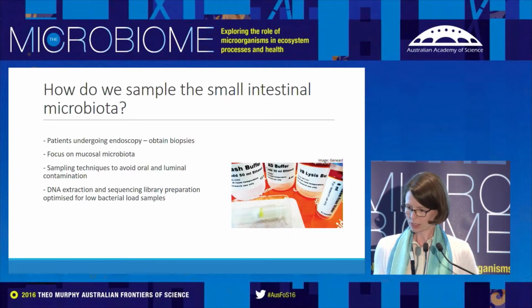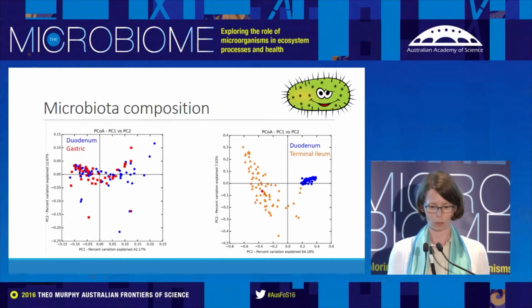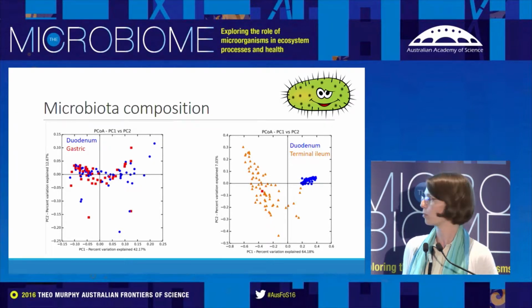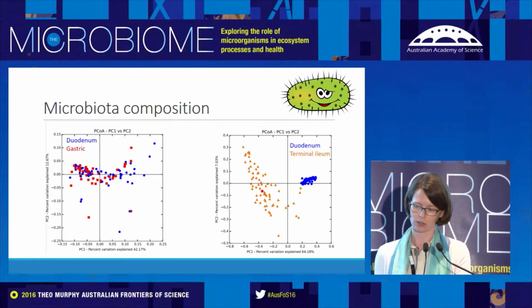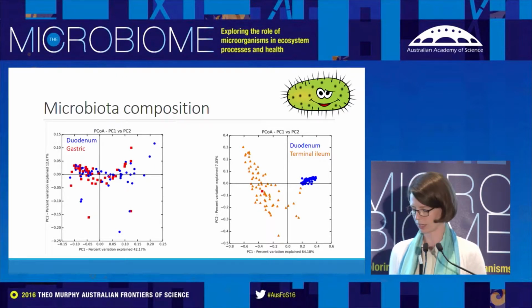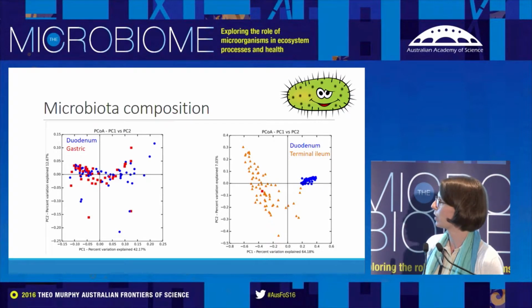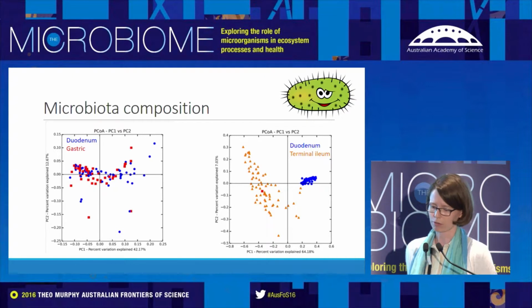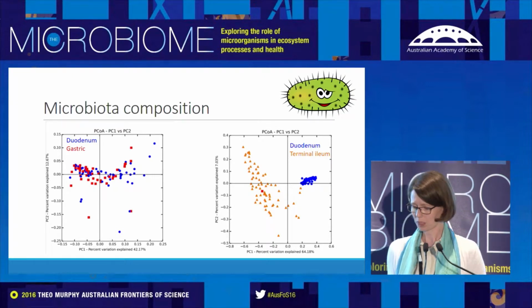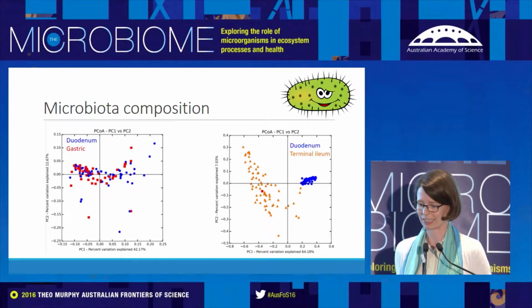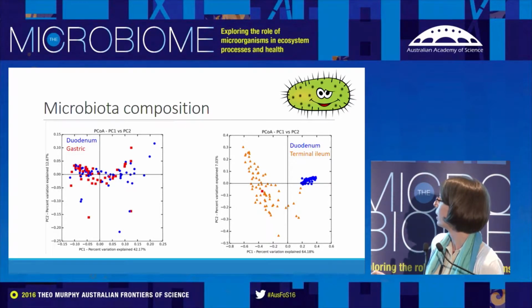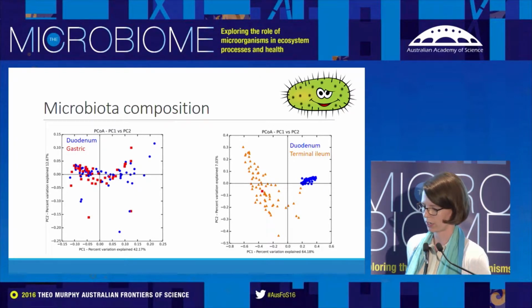So having worked through some of these methods, I just wanted to briefly touch on the composition of the different parts of the small intestine. This is some data looking at a couple of these different regions. If we compare the duodenal and gastric microbiome, there's actually a reasonable overlap between these. We can't really clearly distinguish the populations. On the other hand, if we compare duodenal and terminal ileal microbiota, you can see that there's a striking difference.